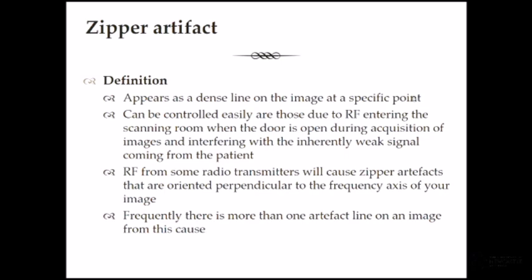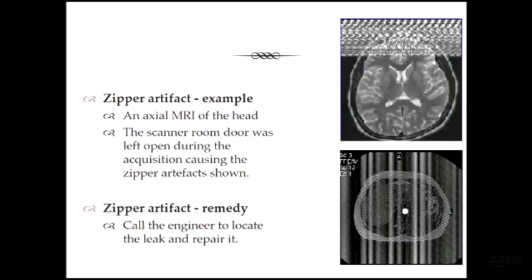The main thing to worry about with these is that if you see recurrent zipper artefacts at your site, it means you need to get a site engineer to come in and have a look at it. So that's characteristically what we see. We see all these zipper artefacts occurring through the image.